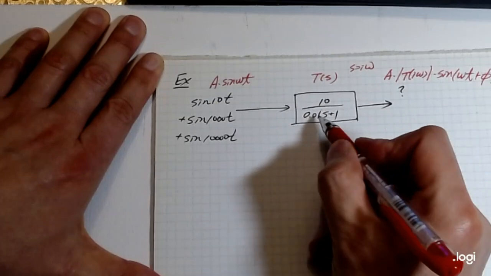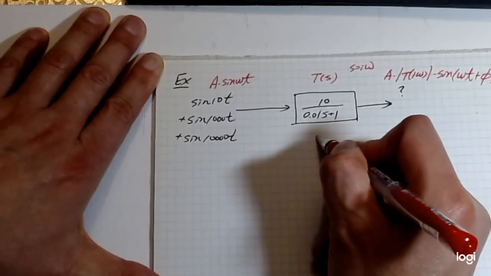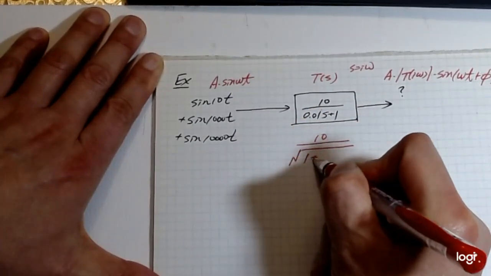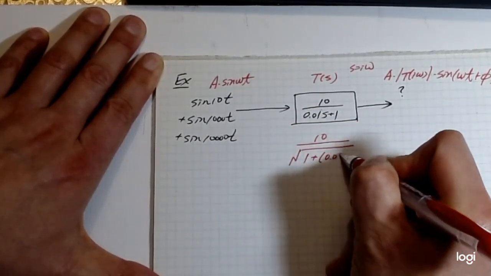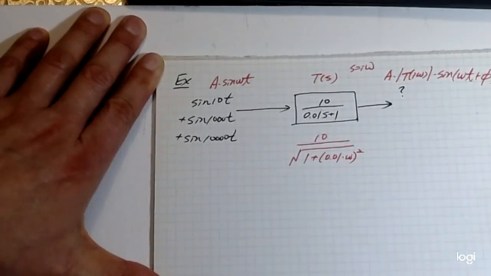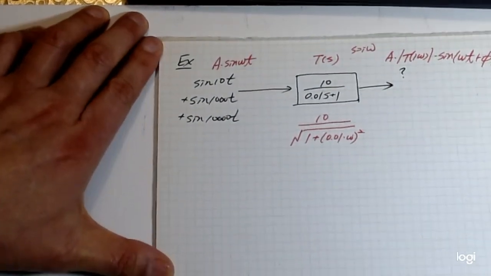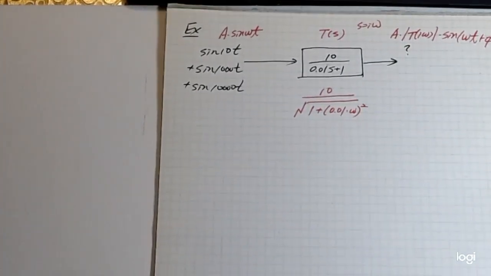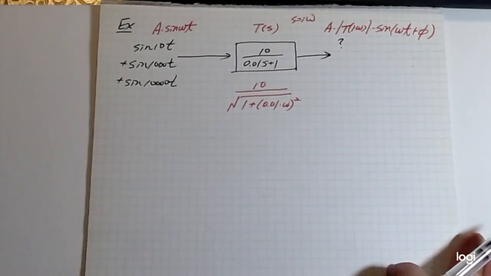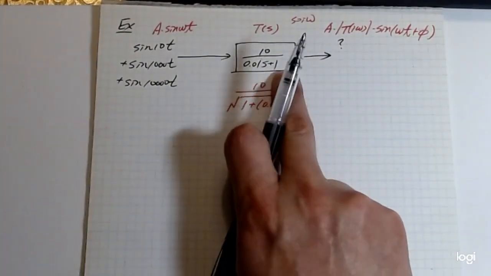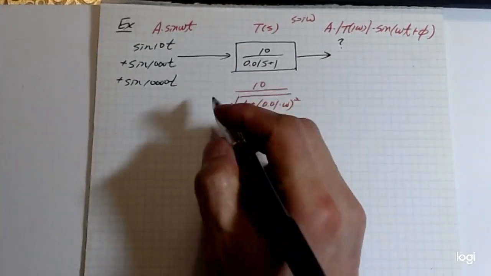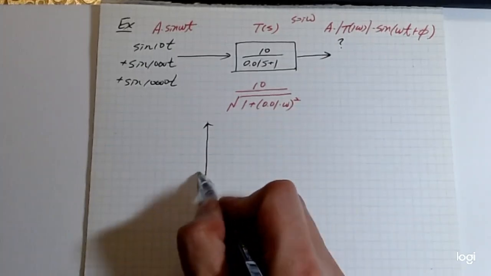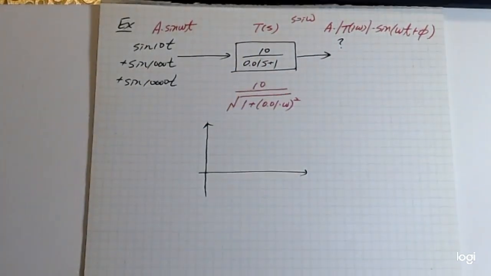In other words, s equals j omega. So if this is a typical first order system, the magnitude will be 10 over the square root of 1 plus 0.1 times omega squared, and you can put it here. Or you can use the concept of a filter. This is a typical low pass filter. In other words, the gain is 10.